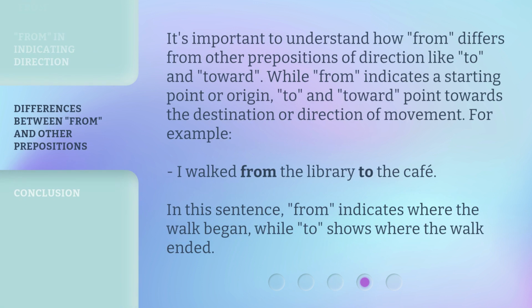It's important to understand how from differs from other prepositions of direction like to and toward. While from indicates a starting point or origin, to and toward point towards the destination or direction of movement. For example, I walked from the library to the cafe. In this sentence, from indicates where the walk began, while to shows where the walk ended.